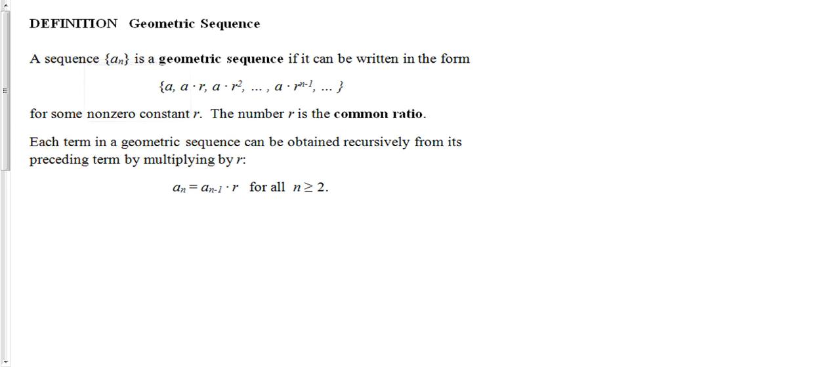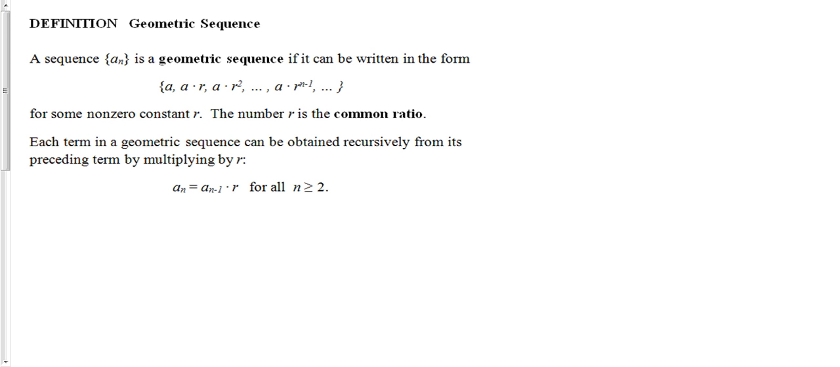Let's talk about geometric sequences. The definition reads: a sequence a_n is a geometric sequence if it can be written in the form a, a times r, a times r squared, ..., a times r to the n minus 1, for some non-zero constant r. The number r is called the common ratio.